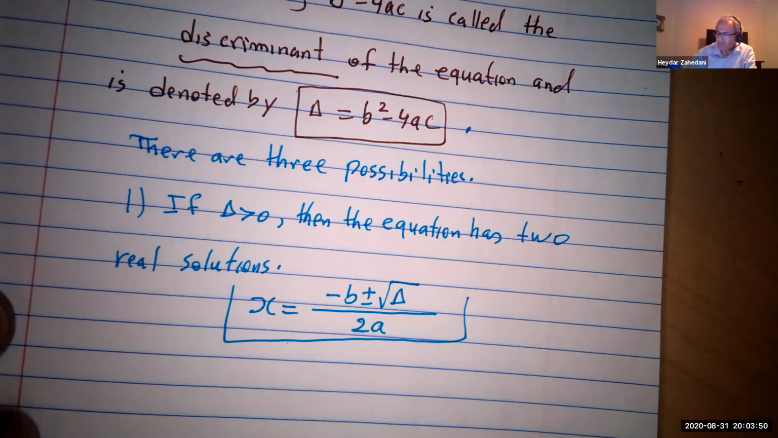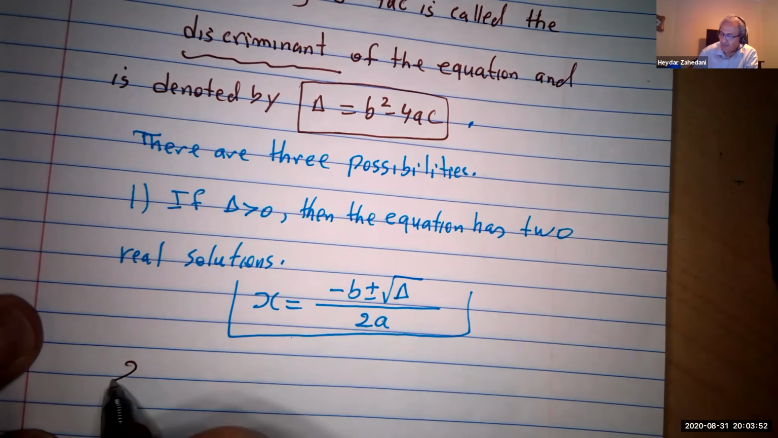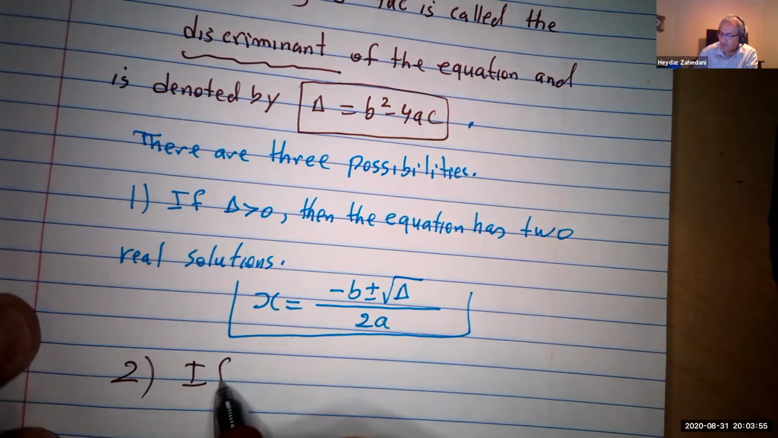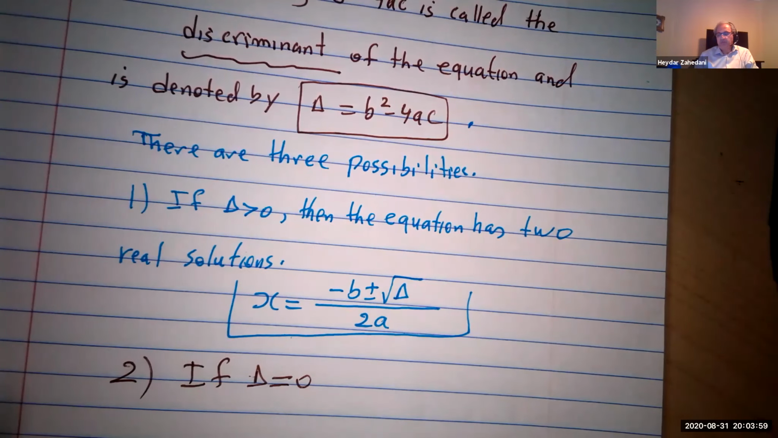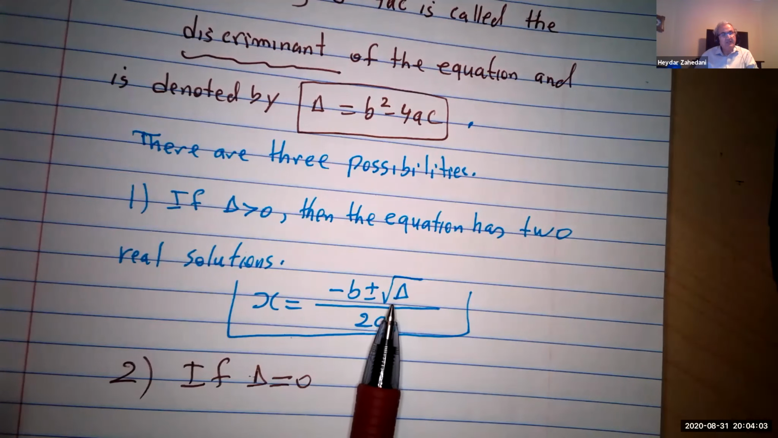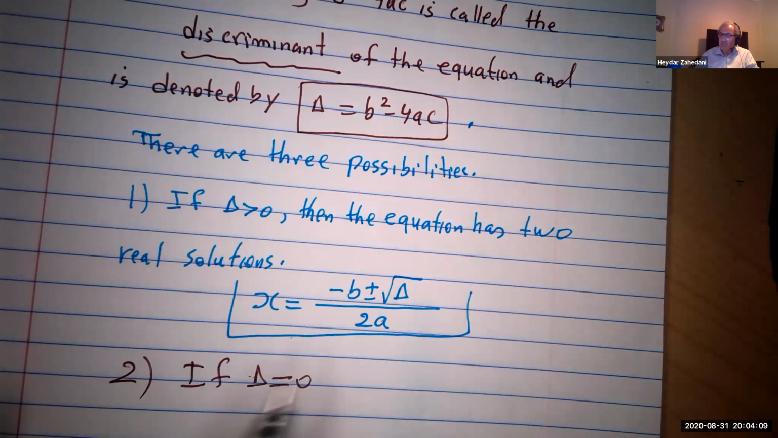What's going to be case two? Case two, if this is zero. If delta is zero, the radical of zero is zero, and positive or negative zero doesn't make sense. So we have only one solution, and the solution would be negative b over 2a, and then you're done. Since you are looking for the solution, they say we have two repeated solutions. So that's going to be the case.